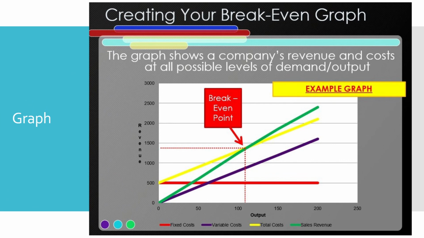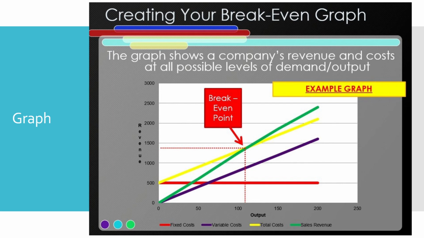So we could also create a break-even graph, and it would look something like this. So this is just an example graph, but this graph shows the company's revenue and costs at all possible levels of demand and output. So the different coloured lines just relate to exactly the same thing that we've looked at so far. So we first had our fixed costs, the red line, straight across, doesn't change. Then we have our variable costs, which is the purple line. So remember, our variable costs change dependent on per unit sold. So the more units we sell, the higher the variable cost is.